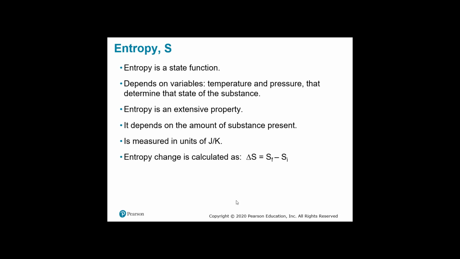Entropy is an extensive property. It means it depends on the amount of the substance present. It's measured in units of joules per Kelvin, and that's where that word absolute will come in. Absolute simply means it's referring to Kelvin. And entropy change is calculated from delta S, which is entropy final minus entropy initial, which is very similar to how we've determined enthalpies of reactions.